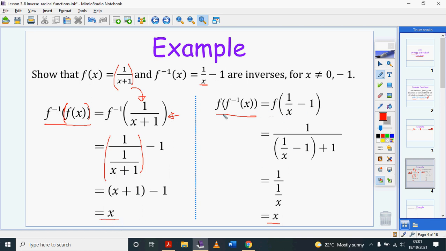Same thing on this side. If I take f of the f inverse, I'll use the f inverse as the input, and the f inverse says 1 over x minus 1, so that's my input. However, the f of x says 1 divided by x plus 1. So I have 1 divided by the whole of x, which is the input, plus 1. So that will be 1. When you simplify this, I hope you see it breaks down to x as well. So yeah, you've proved that they're inverses of each other because f of the inverse function of x is equal to the inverse of the function and is all equal to x.